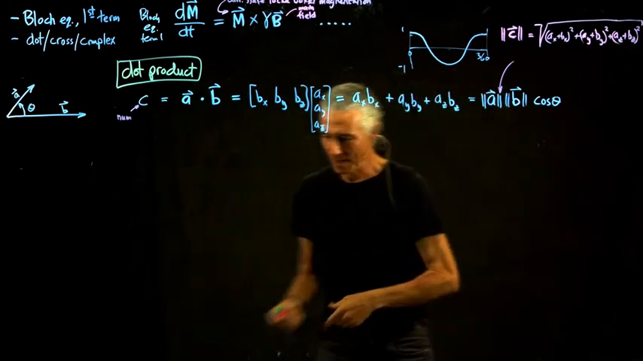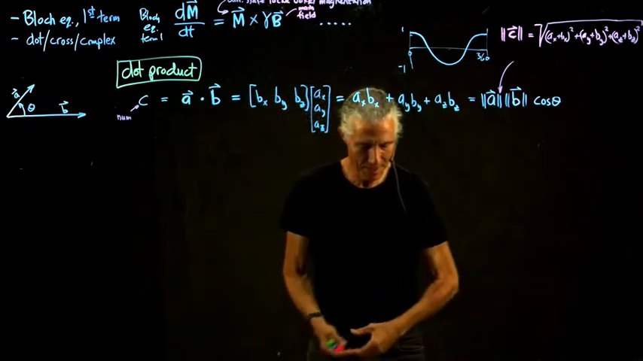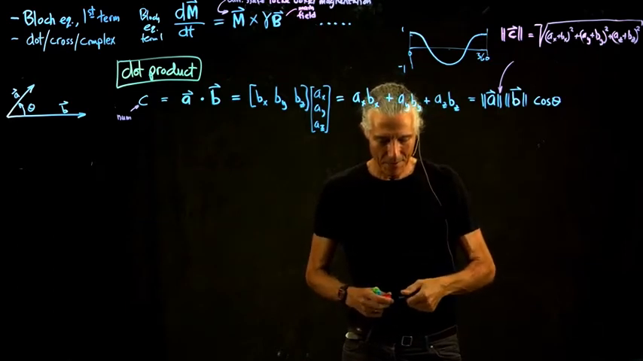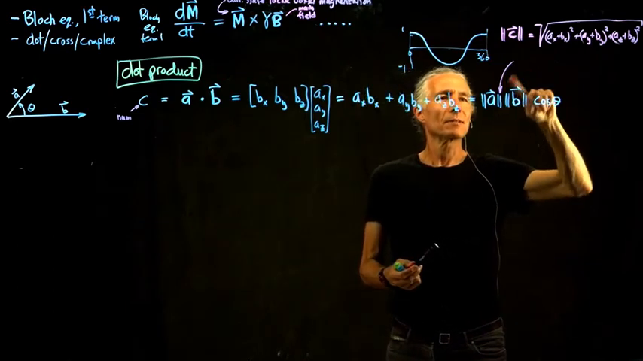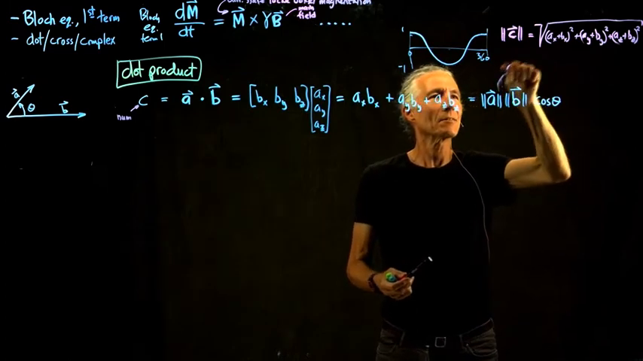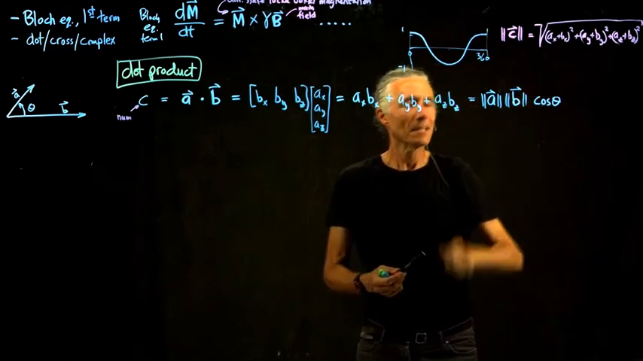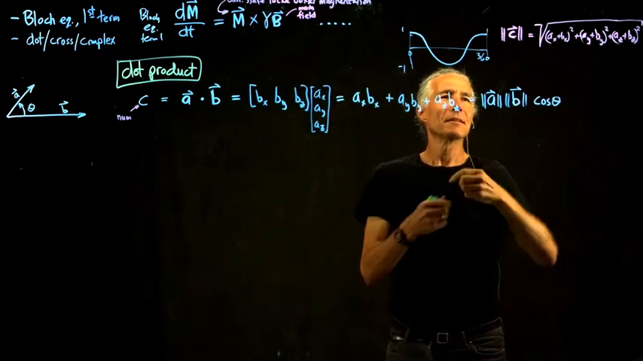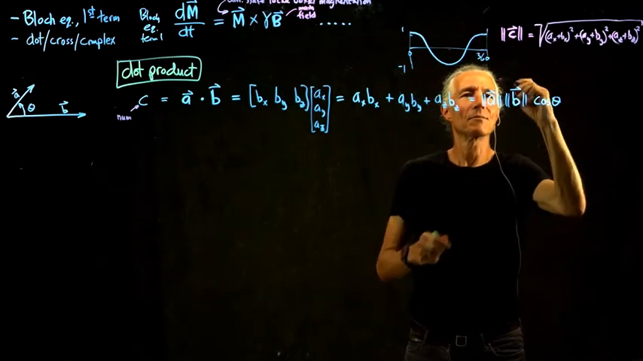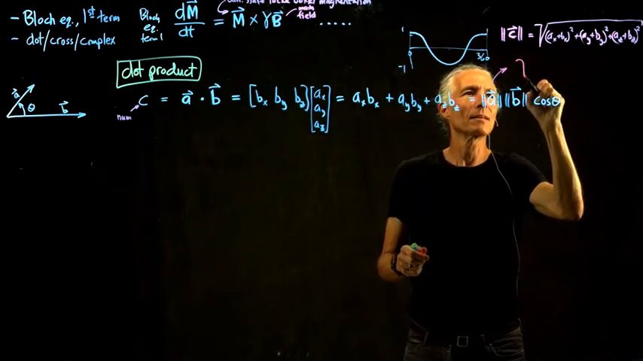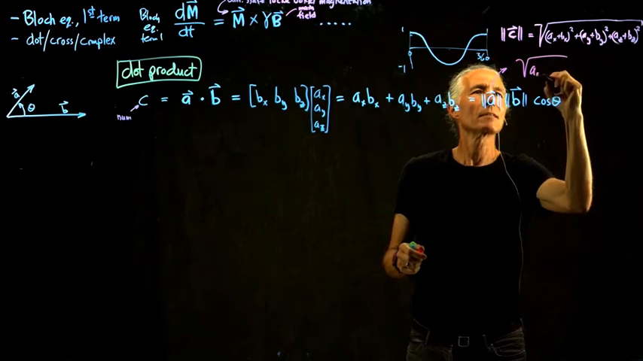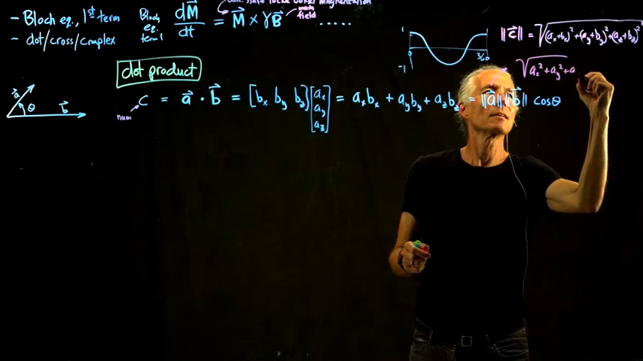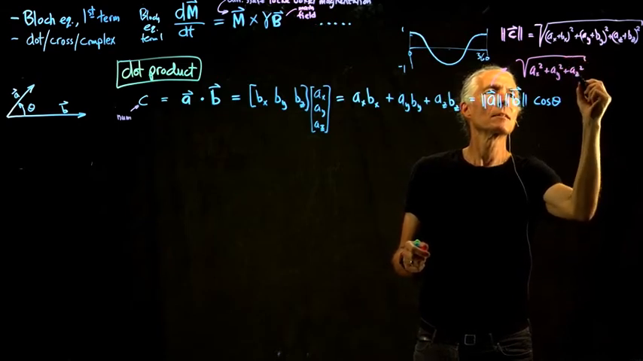Sorry, that was the length of c, not the length of a. So let's do the length of a there also. What is the length of a? The length of a is just going to be ax squared plus ay squared plus az squared. That's the length of a.